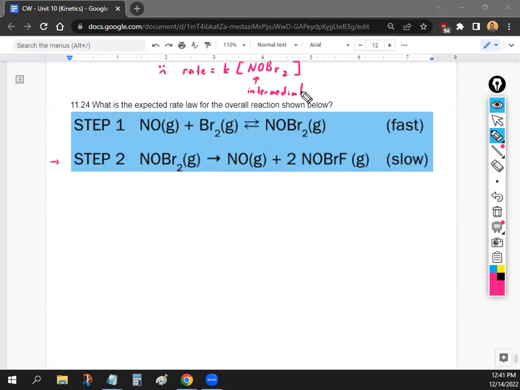All right, so we need to do all that fancy math in order to write the integrated rate law here. So I'm going to go through how to do this because this may or may not be on your tests. Who knows?